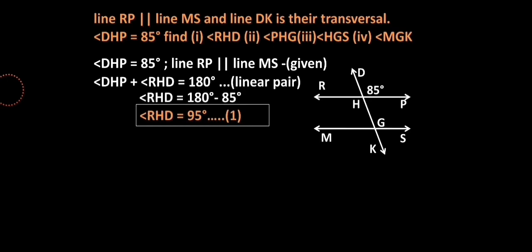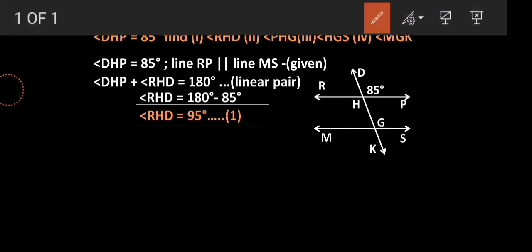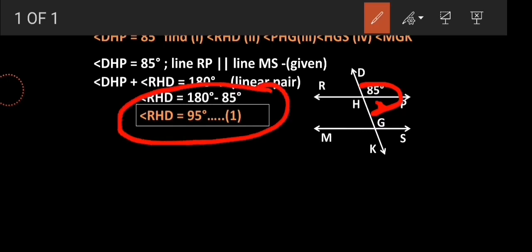The second angle that we need to find is PHG. Can you look at PHG? PHG is over here, and this PHG is also next to DHP, right? So we can say that DHP and PHG are a linear pair, but for our convenience, we have also found RHD. If an angle is already found and we can relate it to the angle that we need to find, you can utilize it. So RHD is already found.